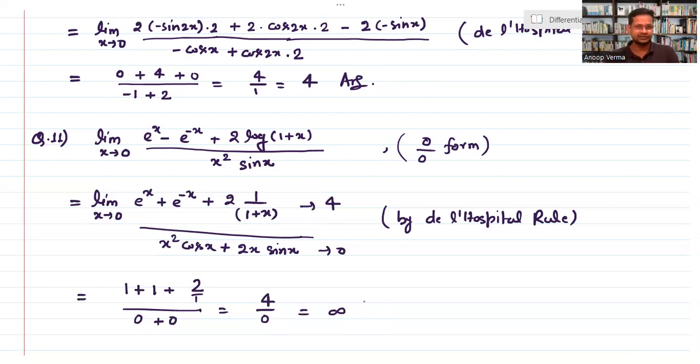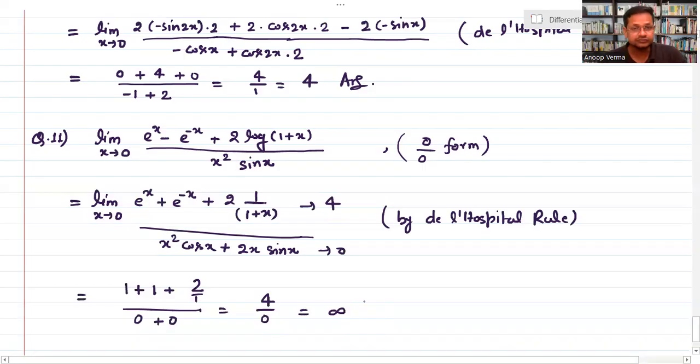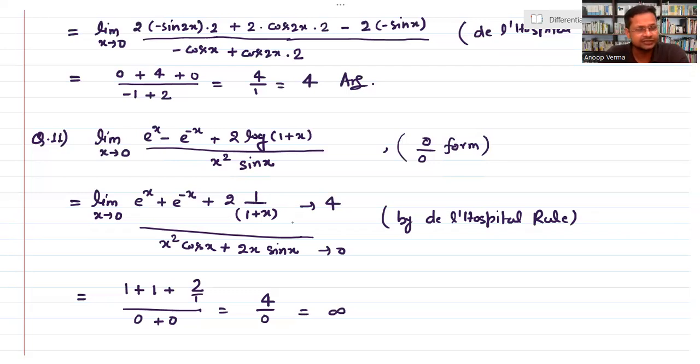The answer given for 11 is minus 1 upon 3, they are saying. So here, I think, for the 11th number problem, the answer will be infinity, because if we put 0 here, it is the 0 upon 0 form. Taking the derivative, we get 2 and the derivative of the log, 1 upon 1 plus x; simply, the derivative of log is 1 upon x. So the derivative that comes will be equal to infinity.